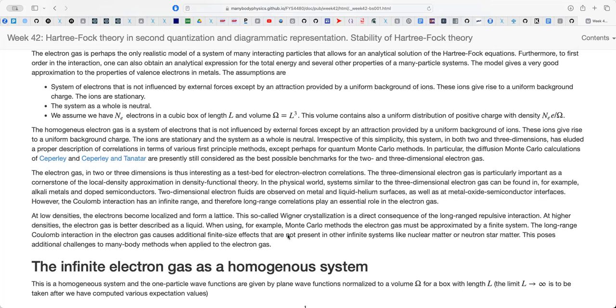So they become more localized and correlations become more important. And the correlations are important due to the long range of the Coulomb interaction. This thing with the long range is a little bit important because it's something which now also kicks into the electron gas calculations here.